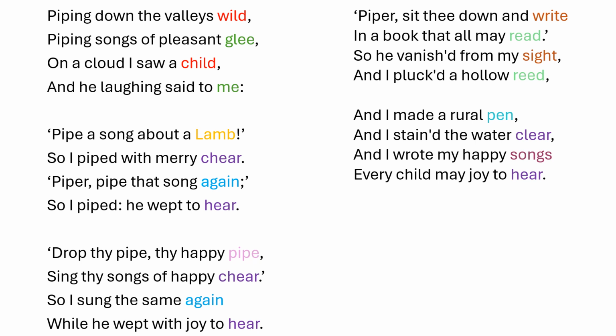Now you'll notice in the second and the third and the fifth, we have a slightly varied rhyme scheme. So we drop the two rhymes per stanza and then we move into just one rhyme per stanza. So lamb and again, pipe and again do not rhyme, but cheer and hear do, read, write and cite, and then clear and hear.